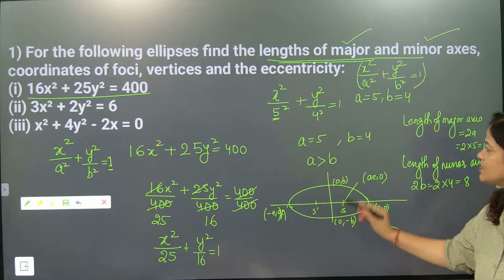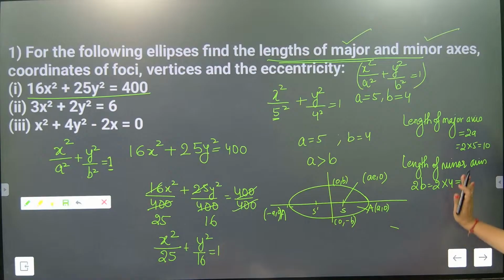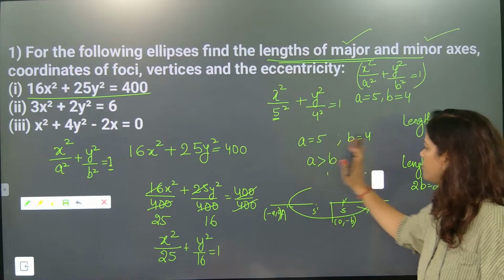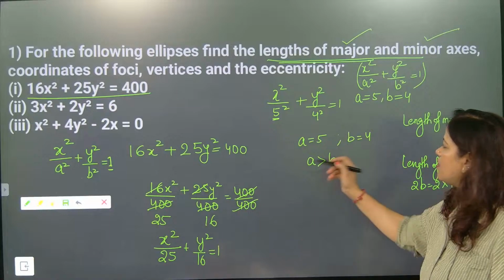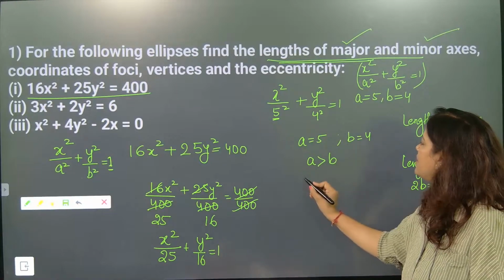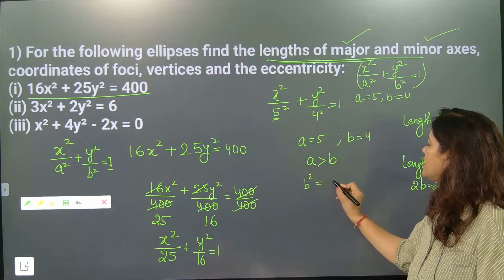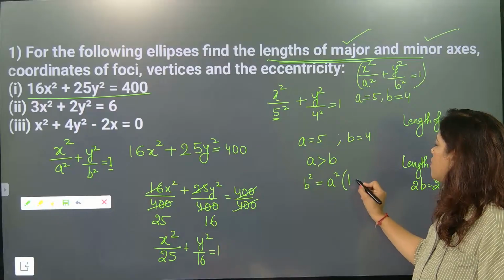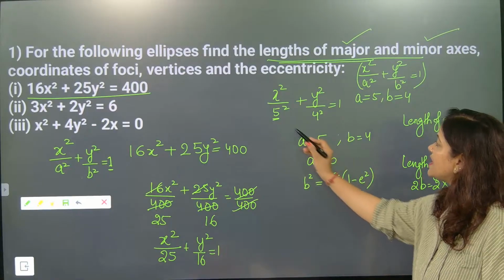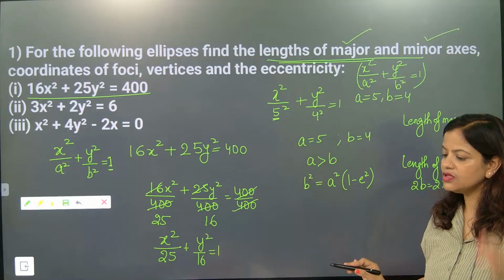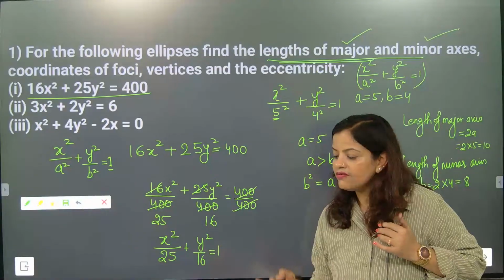Here, for the foci, you need to find the eccentricity. Since the ellipse is resting on the x-axis, we have to remember this formula: whenever the ellipse is resting on the x-axis, we have studied that b square is equal to a square into (1 minus e square). We use this formula because a is greater than b. So the introduction part is done like that.